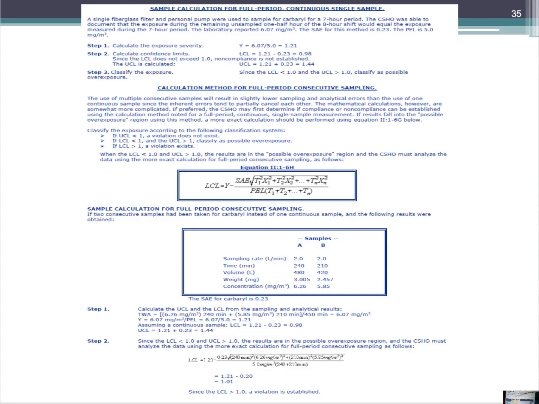And this is the screenshot from the OSHA technical manual, and you can find all the links there if you wanted to go back through and take a look at some of those calculations.